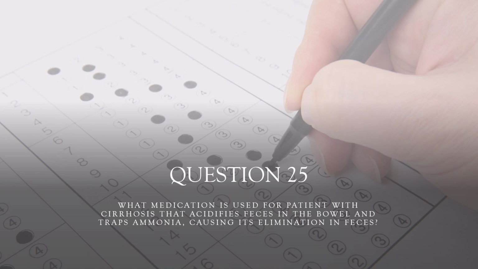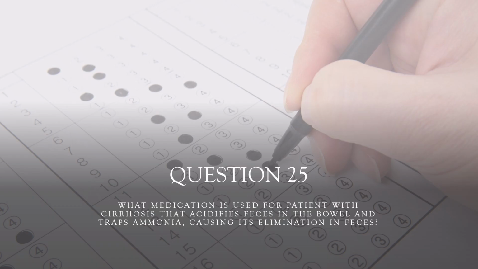So, what medication is used for patients with cirrhosis that acidifies feces in the bowel and traps ammonia, causing its elimination in feces? Well, this is lactulose. Lactulose helps to remove ammonia from the blood. Patients don't always love this, but it's important that they take this medication because they need to rid the body of this excess ammonia. The liver is what normally converts ammonia into urea, which is then excreted by the kidneys. In cirrhosis, the damaged liver cannot effectively remove this ammonia from the blood.